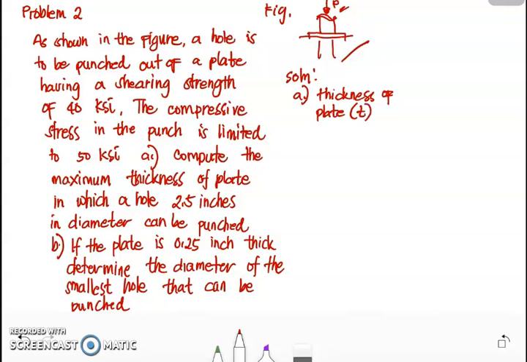Based on puncture strength, we have the formula P is equal to sigma multiplied by the area. Our allowable strength is 50 ksi based on the puncture strength. So this is 50 multiplied by the area, which has a diameter of 2.5 inches. So this is pi over 4 times 2.5 squared.